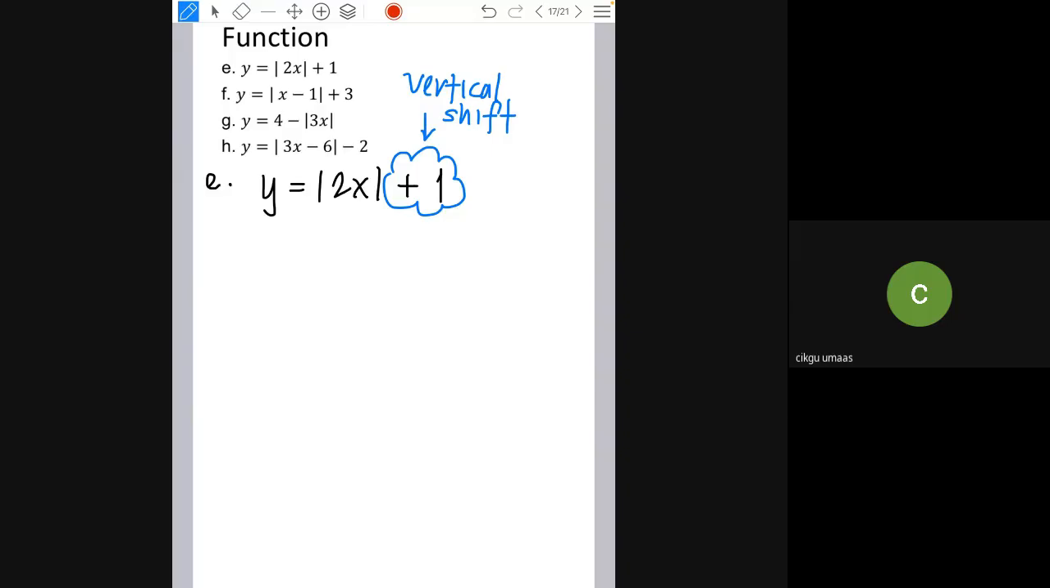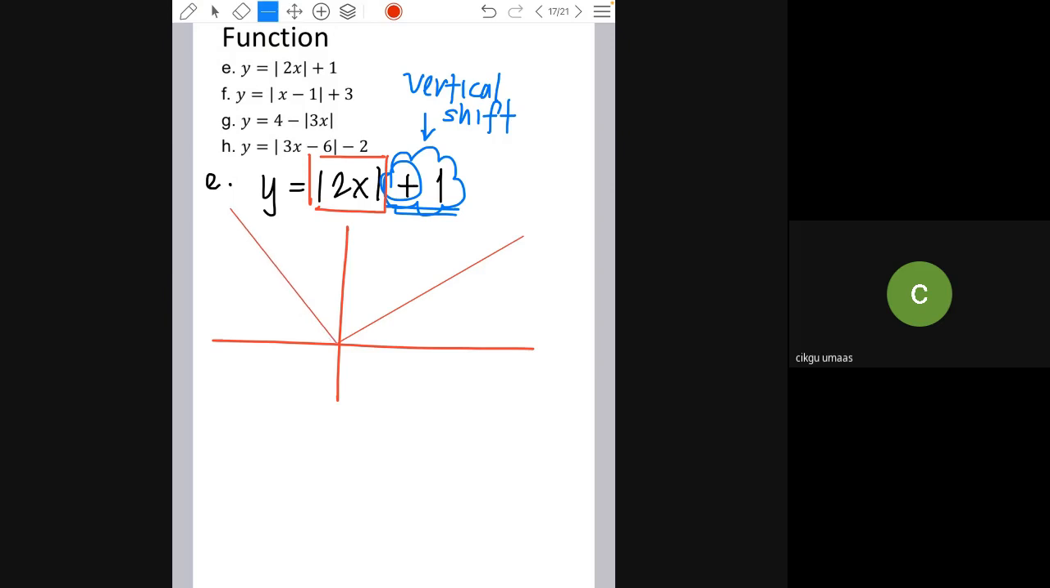Shift. What do you mean by the vertical shift? It means the graph will move up by one step because of the plus. So what you do first is we look at this part. We just sketch the modulus 2x first. So the standard modulus 2x graph will be something like this. This is the standard graph of modulus 2x. This is 0. So this is the graph of y equal to modulus 2x.